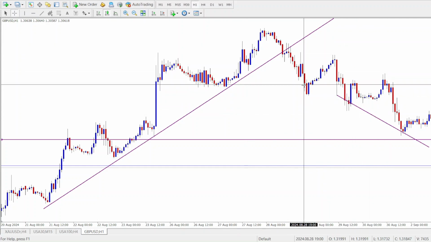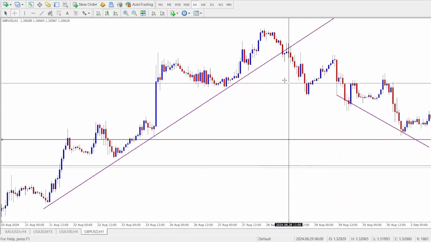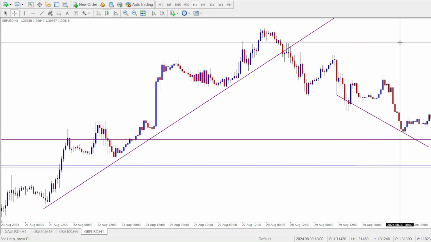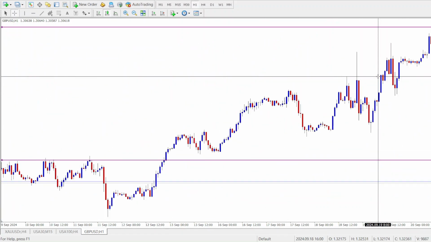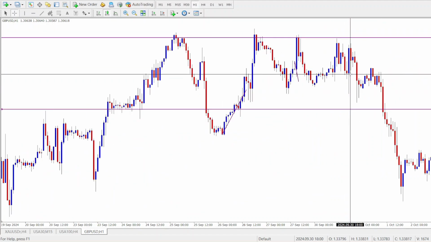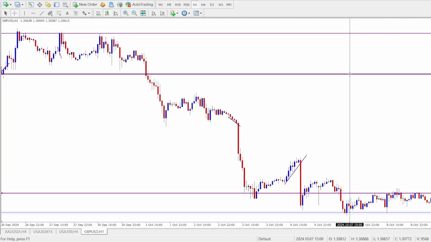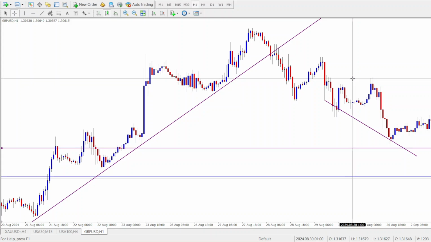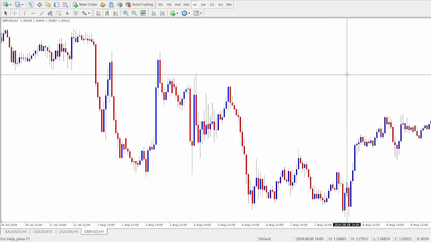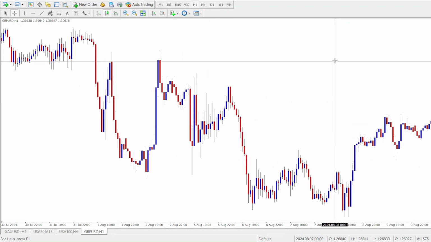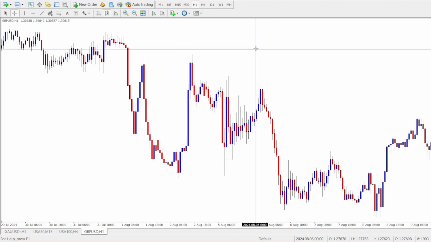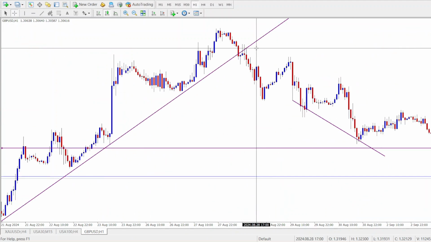Now the reverse for a buy: if it was a bearish trend and you had a bullish breakout, then just look for the nearest support level for your stop loss and the nearest resistance for your take profit. It's just the reverse. Okay, so basically that is how this strategy works.